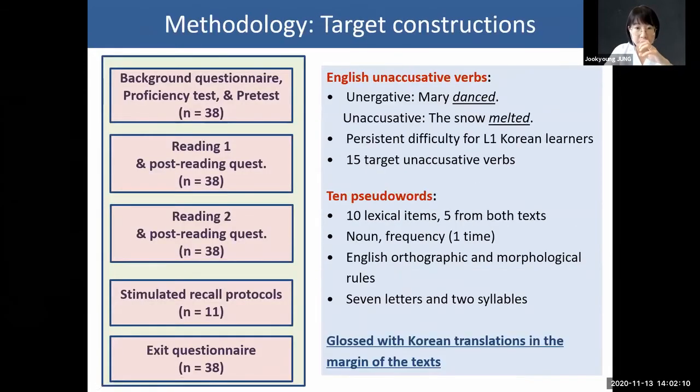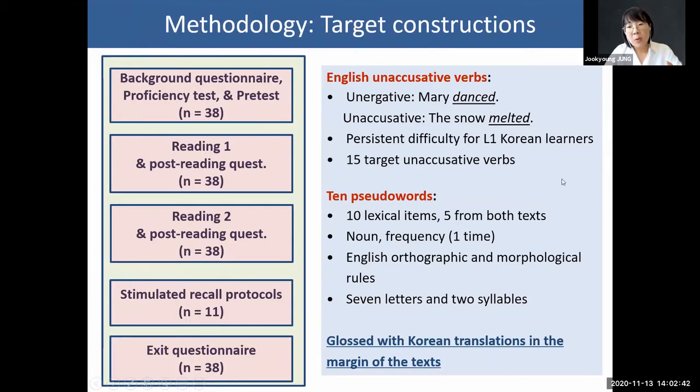And the target constructions. There were grammatical and lexical target constructions. The grammatical target construction was English unaccusative verbs, as you can see here. English intransitive verbs can be categorized into two: first, unergative, as in Mary danced, or unaccusative, as in the snow melted. And our focus lay on this unaccusative verb, the snow melted.